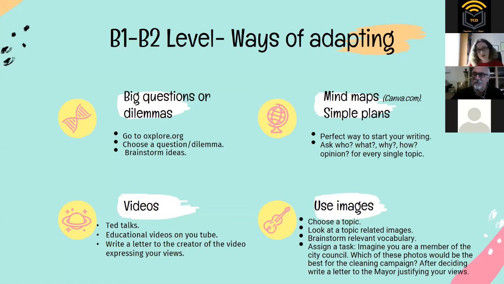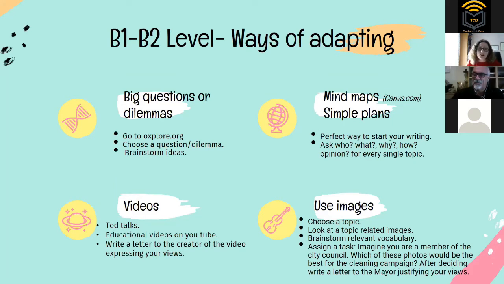After you decide the topic, create mind maps or simple maps. I'm going to show you what I'm talking about. Mind maps are actually the perfect way to start your writing, because we should always ask: who am I writing to? What am I going to write? What's my opinion? Why should I say that? Or how can I develop, or say more about this topic?